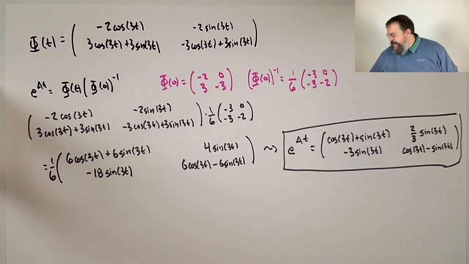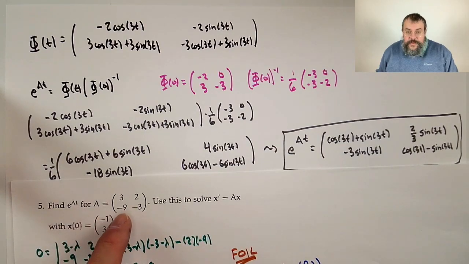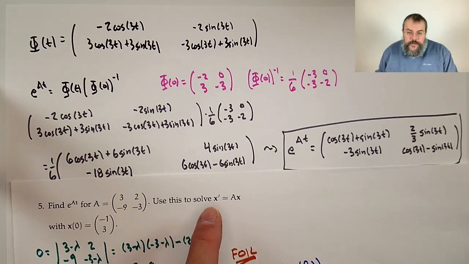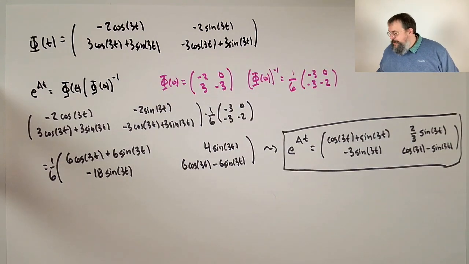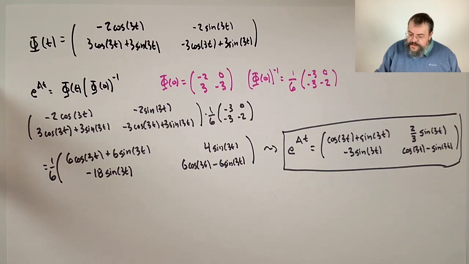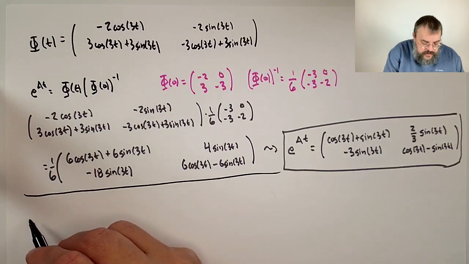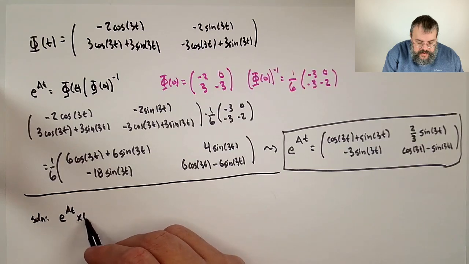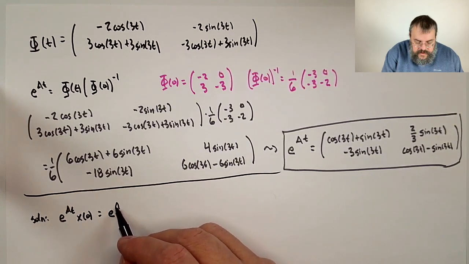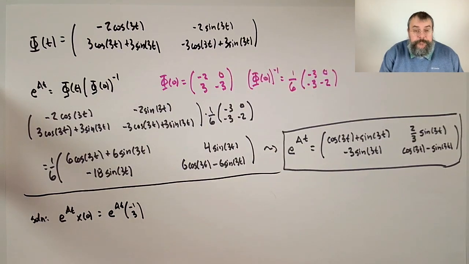No, I shouldn't have taken this away. We found e to the At. That's the hard part of this problem. So we did the first part. The second part, well, solve. You have x prime equals Ax, and x of 0 is this, negative 1, 3. All right, well, how do we do that? Well, the answer is we have the following. Our solution is going to be, you take e to the At times x0. Now, in our case, x0 was negative 1, 3.